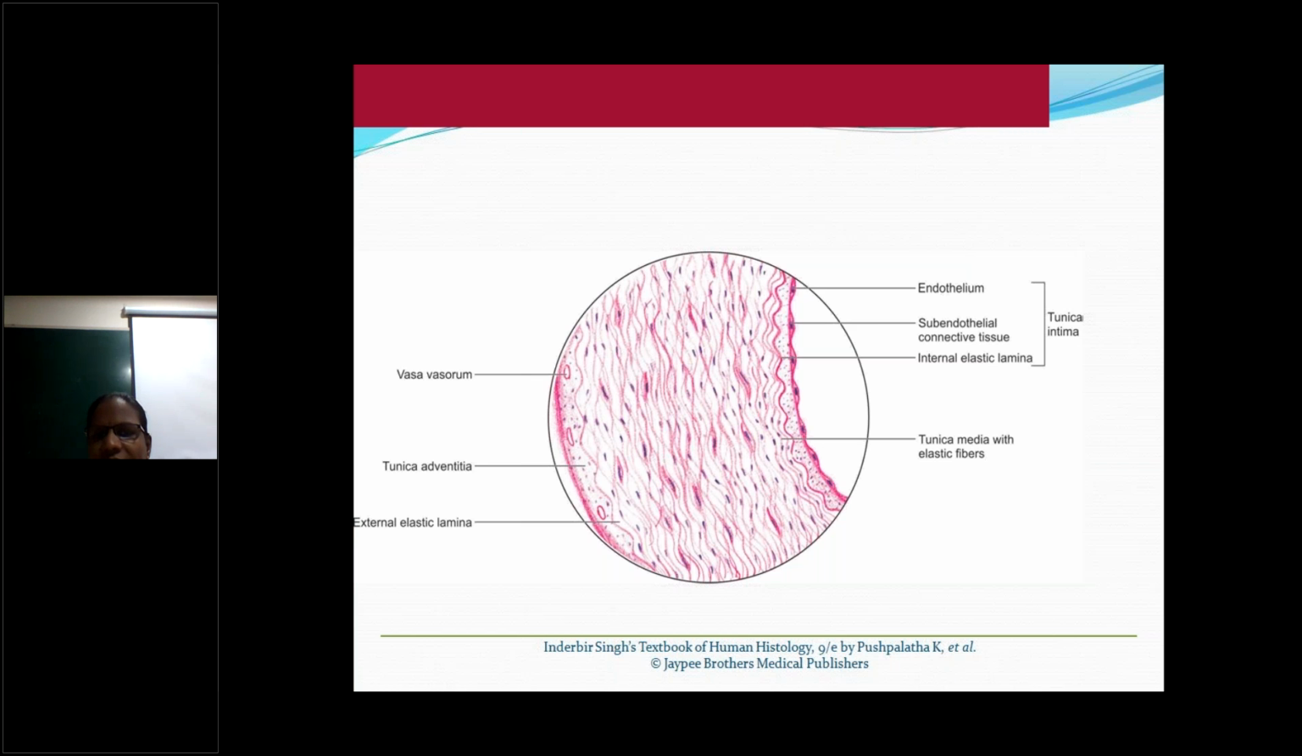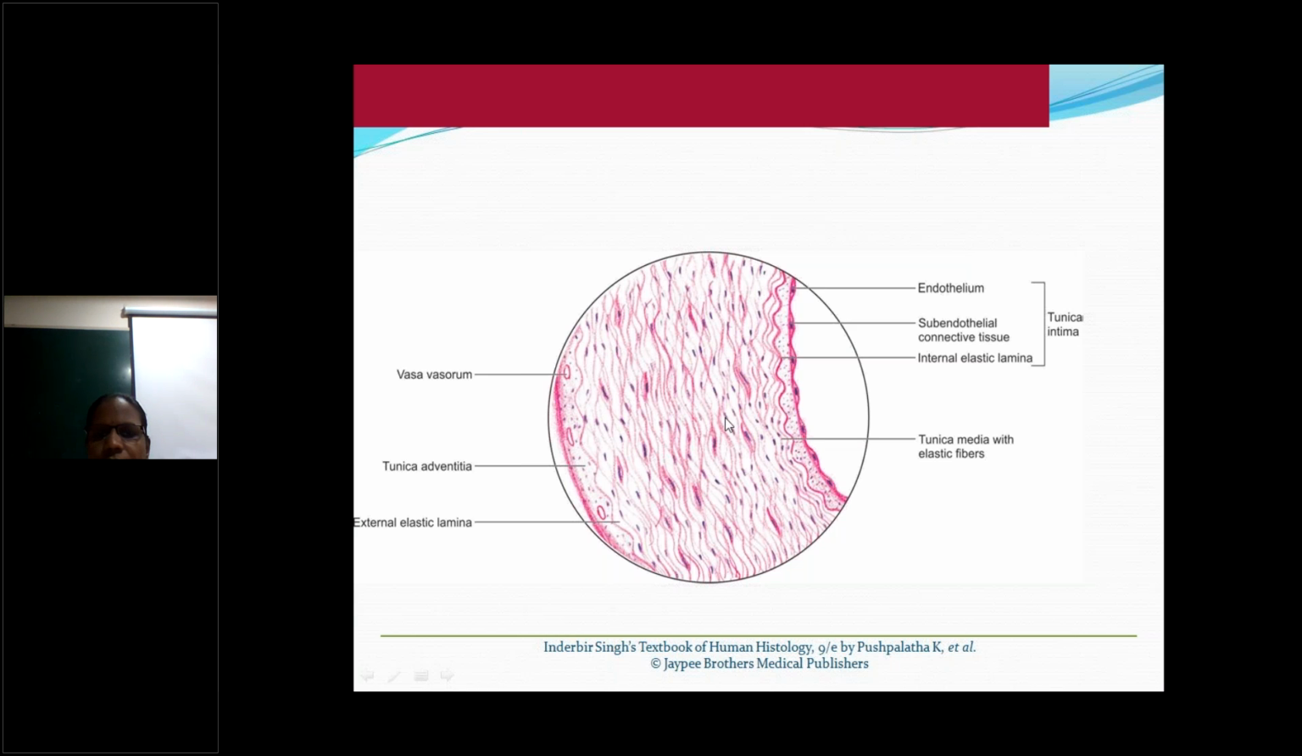Next, coming to the CVS. In the CVS, you have three slides for identification: large artery, medium-size artery, and large vein. In any blood vessel, in all these three structures, you are able to see three layers. The innermost is the lumen. Next to the lumen, the first layer is the tunica intima. The middle layer is the tunica media. The outermost layer is the tunica adventitia.